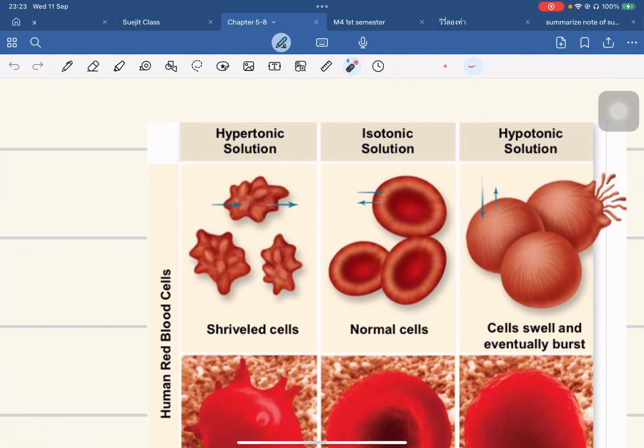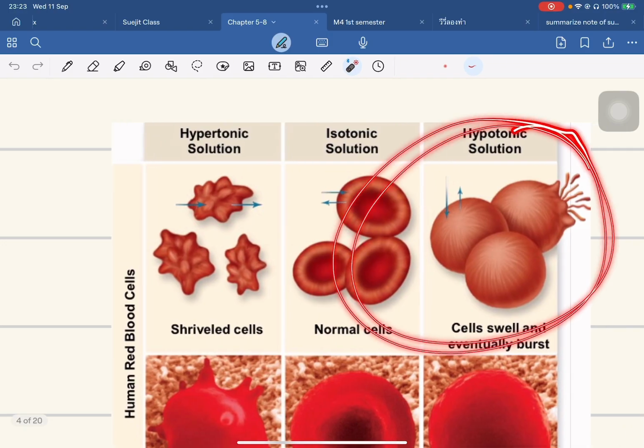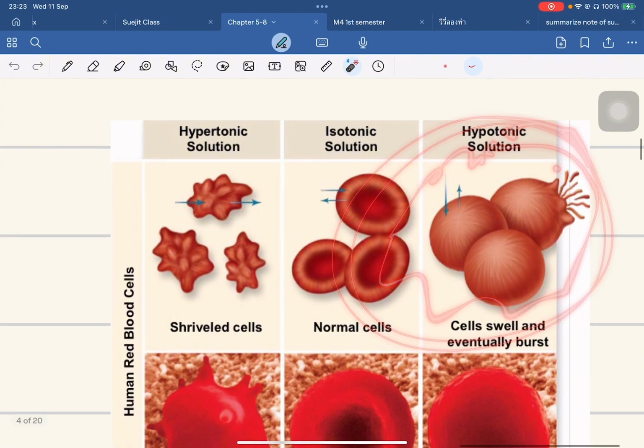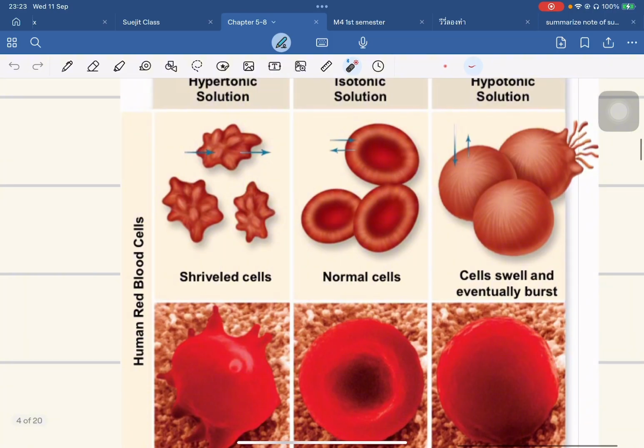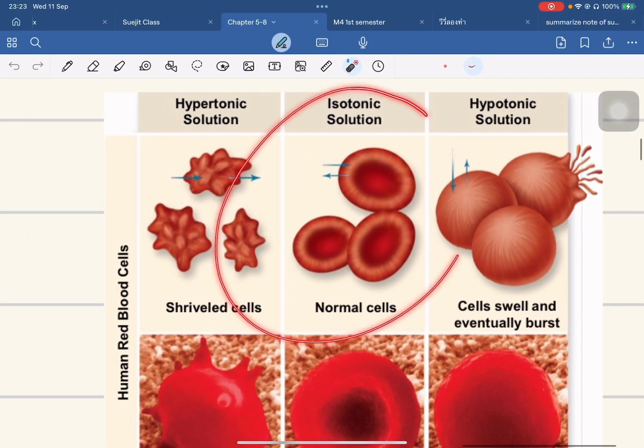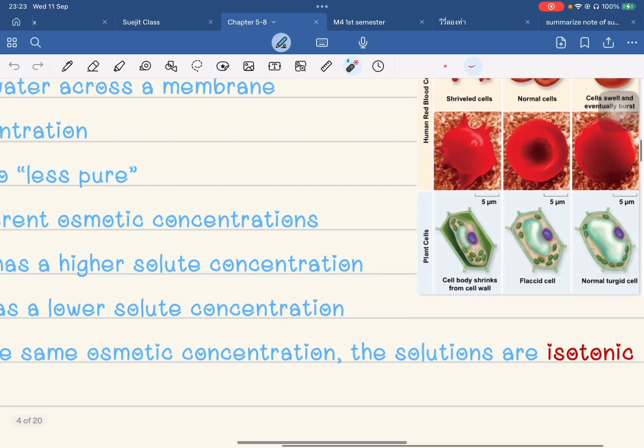So we can assume that the cells are more pure than the solution they're in, because the water is leaving the cells. And for this one, we can also assume that the solution outside the red blood cells must be pure. That's why the water gets into the cells. And this one is the normal one, which is the isotonic.